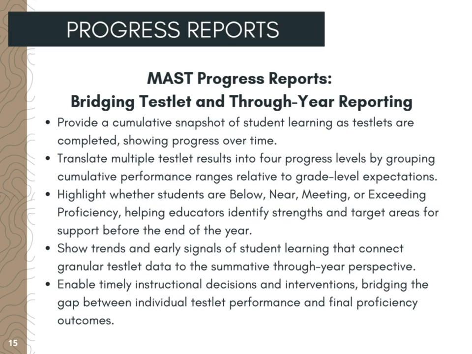This year, we also have progress reports available at the end of Windows 1 and 2. Progress reports bridge the gap between testlet snapshots and summative reporting. They bring together multiple testlets and show cumulative performance across the year. These translate results into 4 progress levels and provide early signals on whether students are below, near, meeting, or exceeding proficiency. This enables timely intervention and helps educators plan long before that summative report is released.